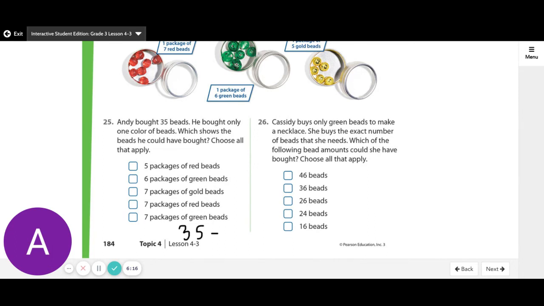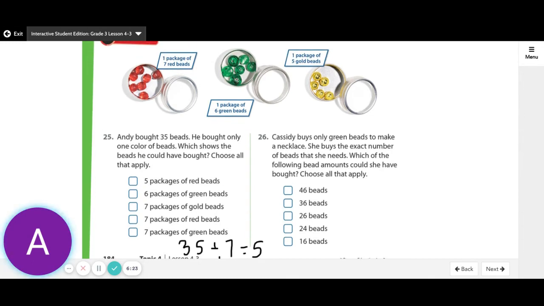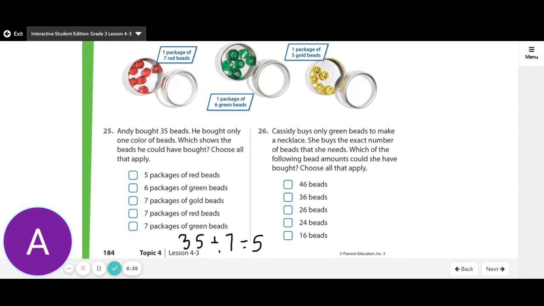35 divided by 7. I know 7 times 5 is 35, so that would be 5. So he could buy 5 packages of the red beads. He could not buy 7 packages of the red beads because that would get 49 and he doesn't have that many beads. Let's look at the green beads.